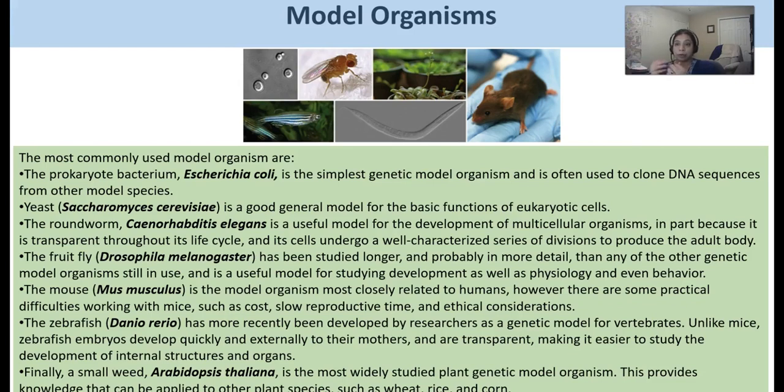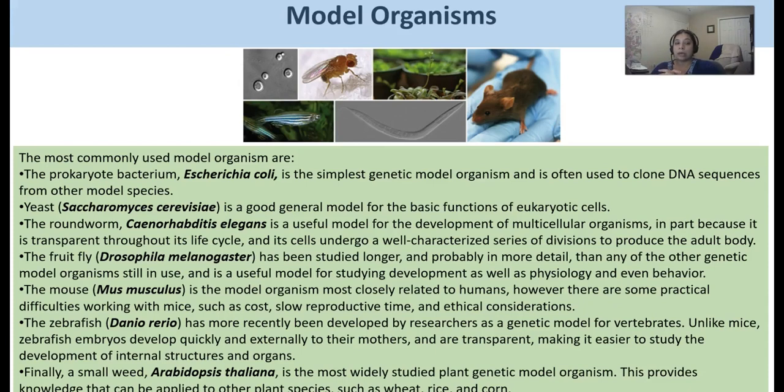It's often used for cloning purposes, to take DNA sequences from one model species and clone them into E. coli and then use them for other purposes. Another very simple model organism is Saccharomyces cerevisiae, which is a yeast. It is a good general model system for basic functions of eukaryotic cells because many of the biochemical pathways present in higher organisms are maintained in yeast.